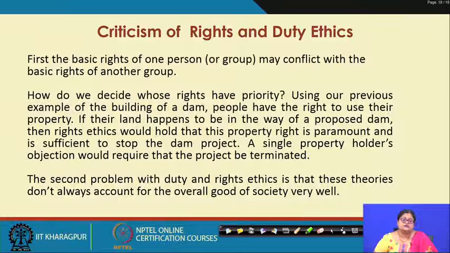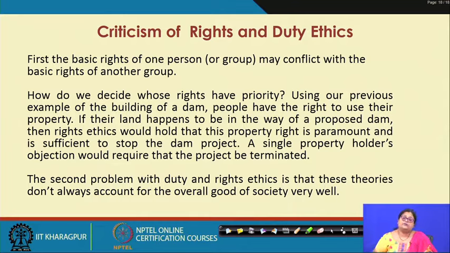Like in the example of the building of a dam, people have the right to use their property. If their land happens to be in the way of a proposed dam, then rights ethics would hold that the property right is paramount and is sufficient to stop the dam project. A single property holder's objection would require that the project be terminated.